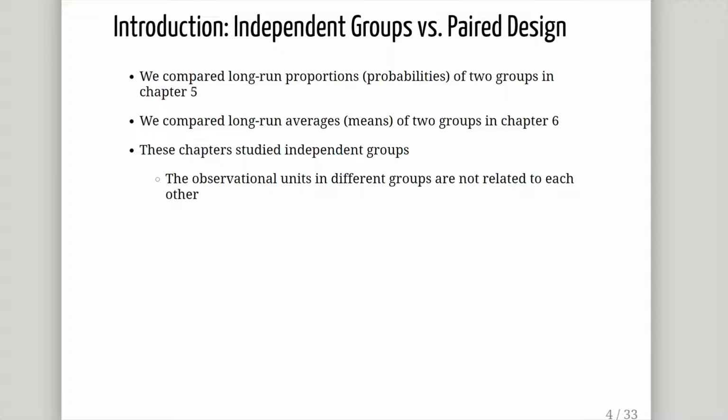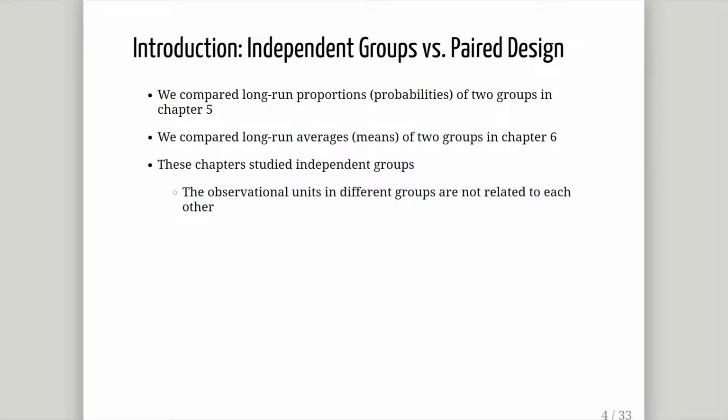Chapters 5 and 6 had 2 long-run proportions, right? We were working with 2 groups. And chapter 6 had 2 long-run averages. There were 2 categorical variables in chapter 5, and then 2 quantitative variables in chapter 6. These chapters studied independent groups.